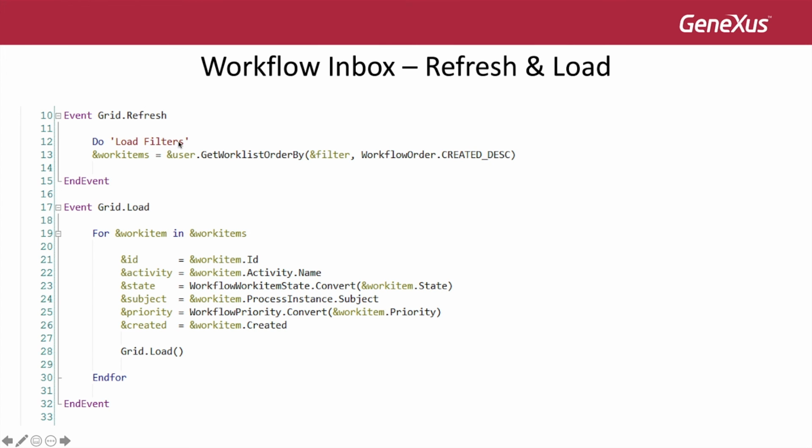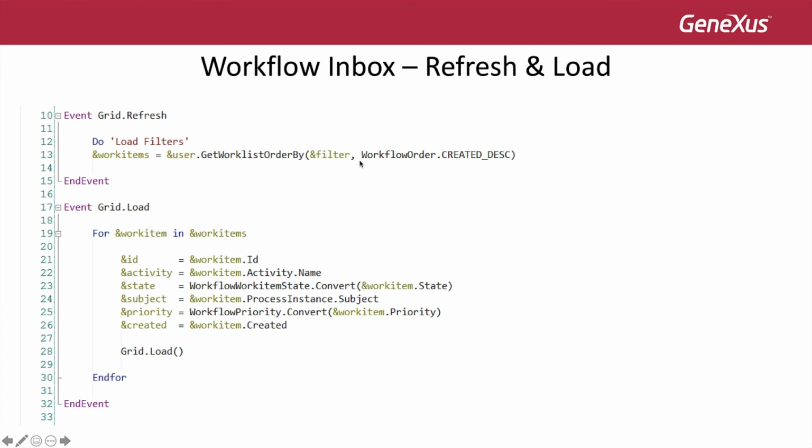After we load the filters in the Refresh event, it will use the user variable previously loaded at the Start event with the method getWorkListOrderBy. This method gets the work list of the user, which is a list of work items that need to be completed by this user. This method can be filtered. It will be filtered with the information that was entered in the workflow filter web component.